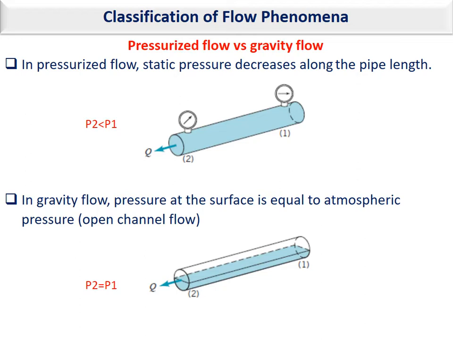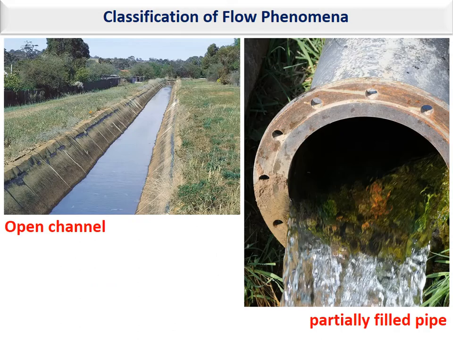While in gravity flow, as you can see here in this picture, the pressure at the surface is equal to the atmospheric pressure. And if you are considering the pressure as gauge pressure, then you can see that the pressure at the free surface is 0. An example is open channel flow, like the one shown here.